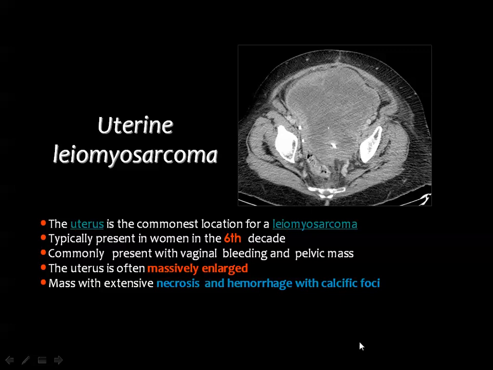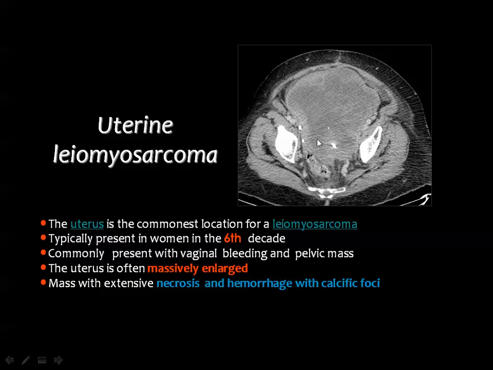The diagnosis of uterine sarcoma depends on two main criteria. Number one is the huge enlargement of the uterine cavity in most of the cases, and the presence of extensive necrosis, hemorrhage, and calcific foci.